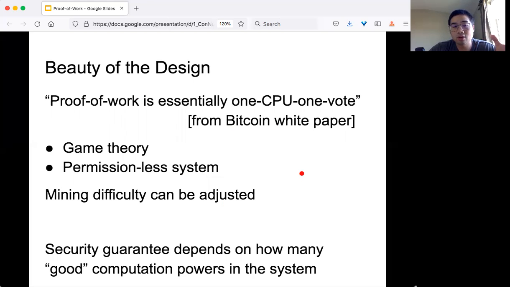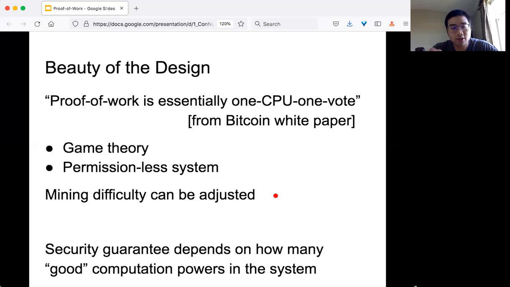So you don't need to keep track of identity. You don't need to care about the vote, because your computation power is your vote. And then this mining difficulty can be adjusted. It depends on how fast people can solve this puzzle, or how fast the system jointly can solve the puzzle. You can adjust the speed of generating a block. And the security guarantee, again, depends on how much good computation power there is. Here, by good, I mean people following the specification of the protocol.